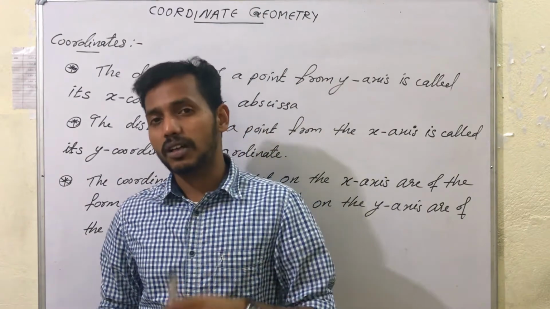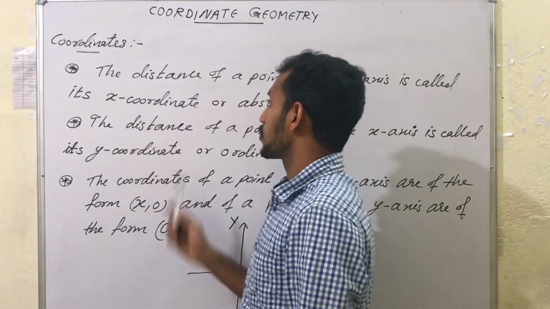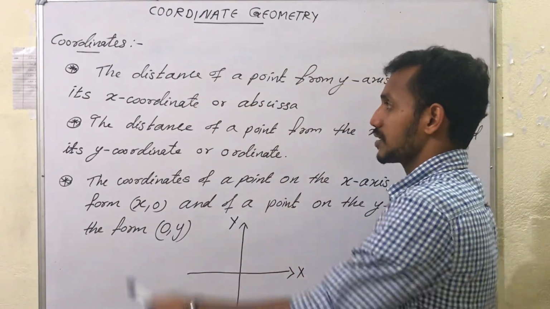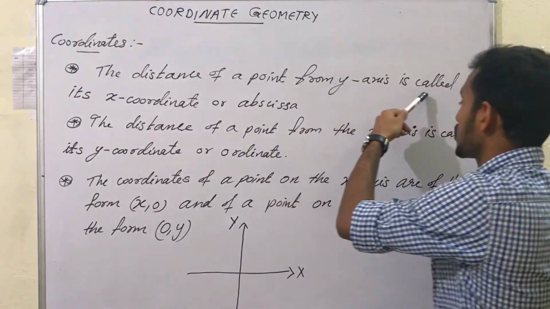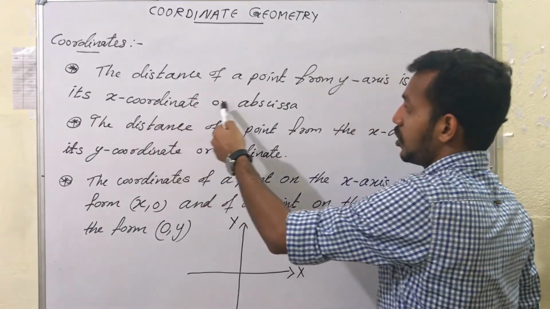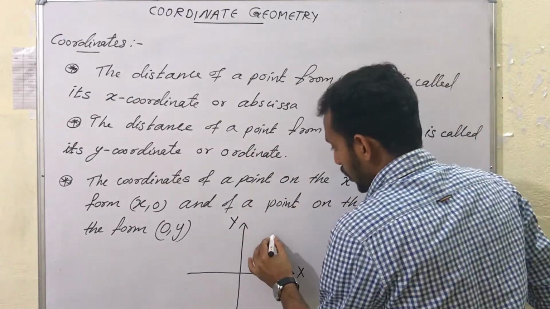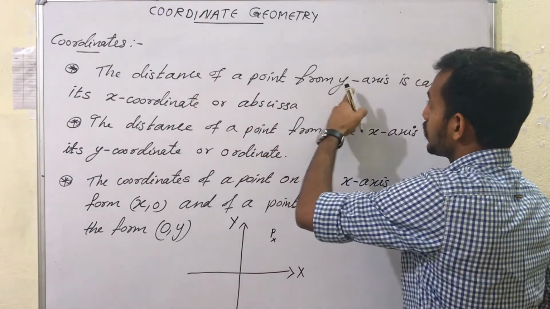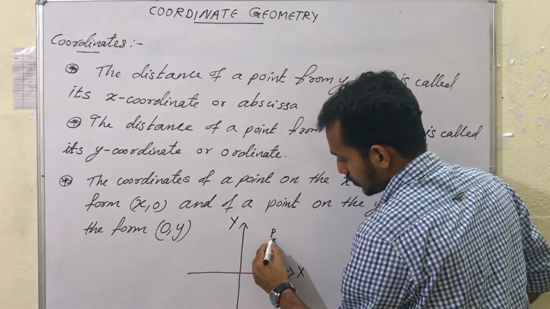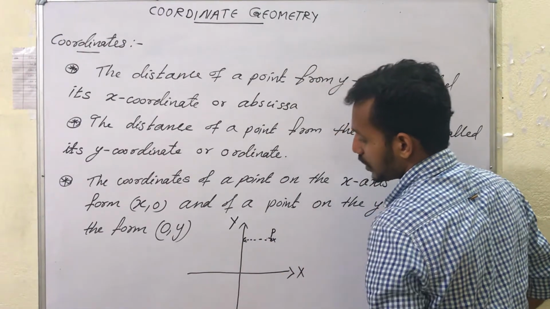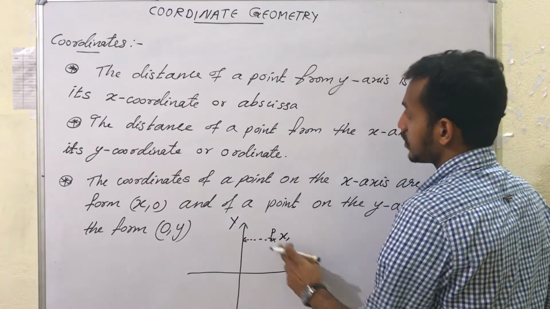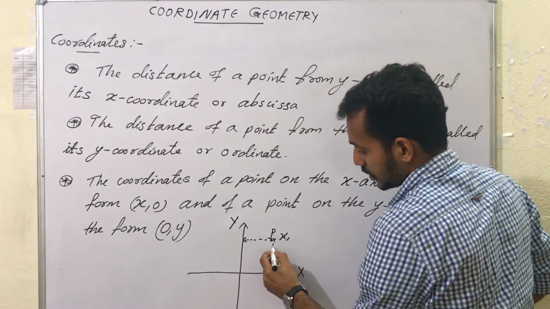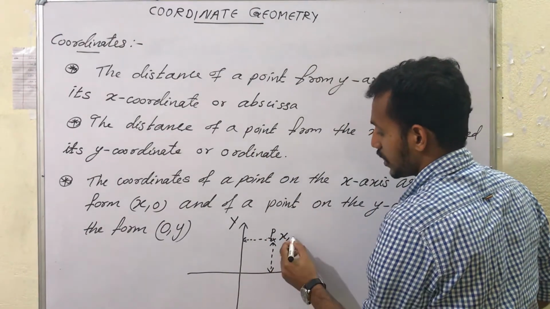So let's recall those things which you have learned in class 9. That is, what is the x coordinate and what is the y coordinate. The distance of a point from the y axis is called its x coordinate or abscissa. So if we consider a point P here, the distance of the point from the y axis will be the x coordinate, and the distance of a point from the x axis is called its y coordinate.